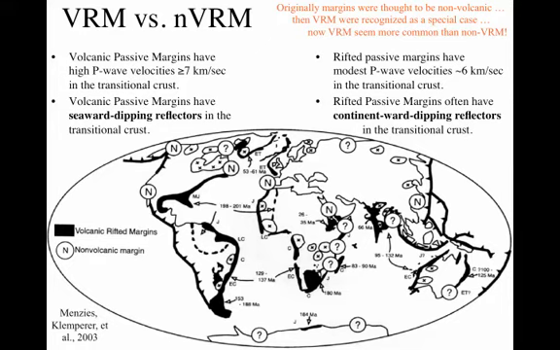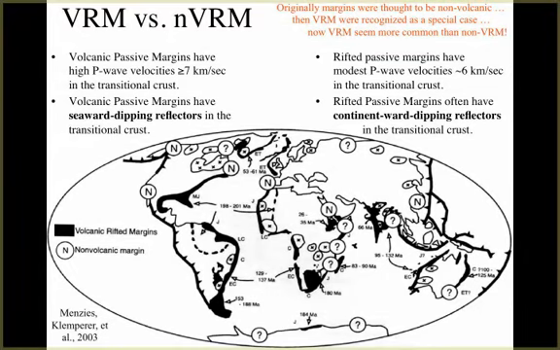Okay, continuing to look at volcanic versus non-volcanic margins. Now, originally, these rifted margins were thought all to be non-volcanic, and then volcanic rifted margins were recognized as a special case, and now it's really flipped, and volcanic rifted margins seem to be more common than the non-volcanic rifted margins.